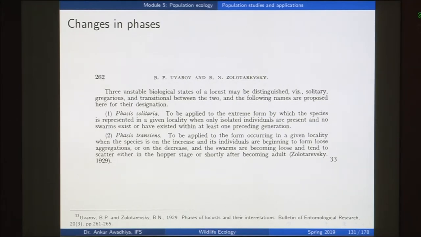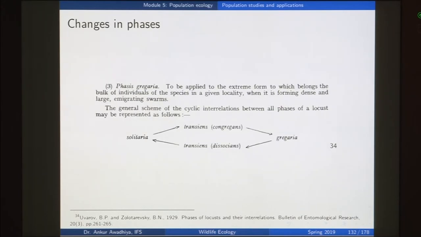Then he termed the second phase a transient phase, to be applied to the form occurring in a given locality when the species is on the increase and its individuals are beginning to form loose segregation, or on the decrease and the swarms are becoming loose and tend to scatter, either in the hopper stage or shortly after becoming adult. And then he termed a third phase, the gregarious phase. It is to be applied to the extreme form to which belongs the bulk of individuals of the species in a given locality when it is forming dense and large emigrating swarms.